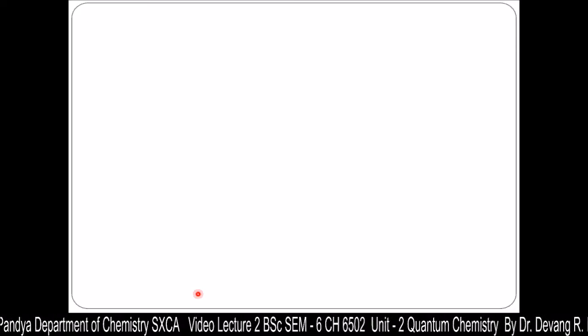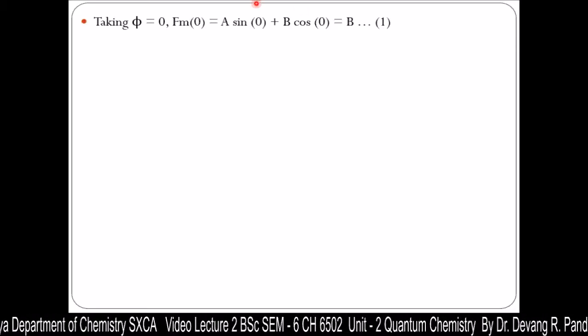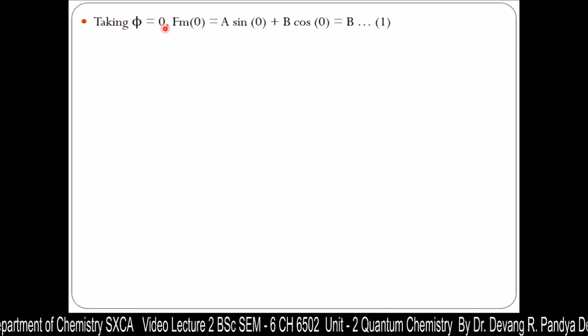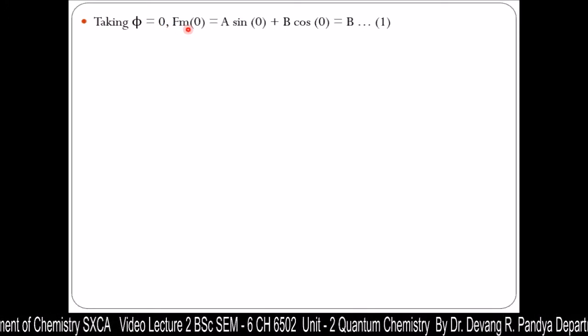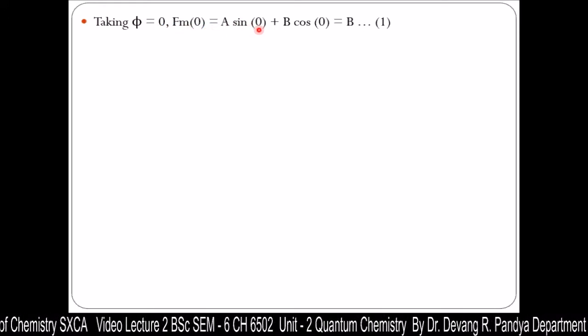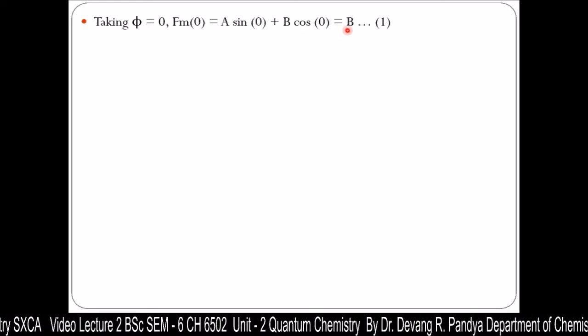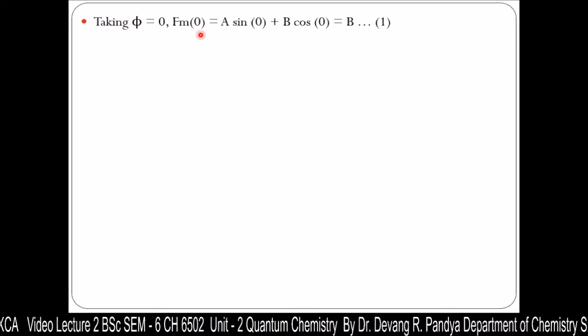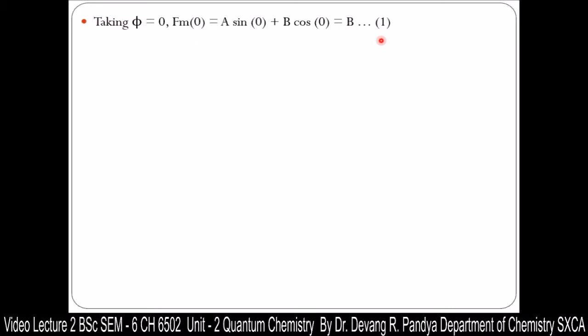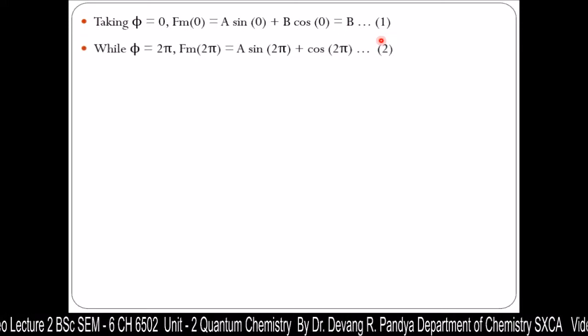So when you substitute the value of phi equal to 0, you will take f_m(0) equal to a sin 0 plus b cos 0, and that value is equal to b. That means b is equal to f_m. That is equation 1. That gives the arbitrary constant b's value.